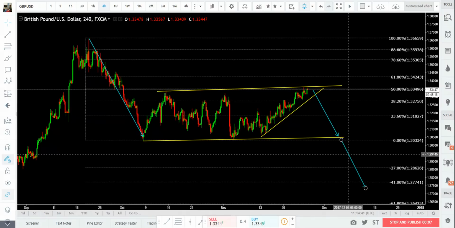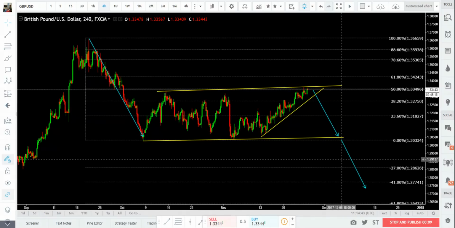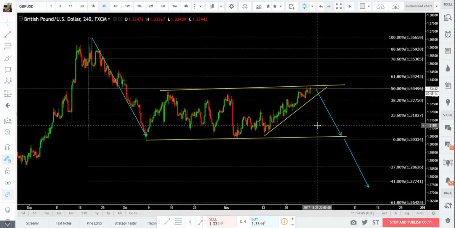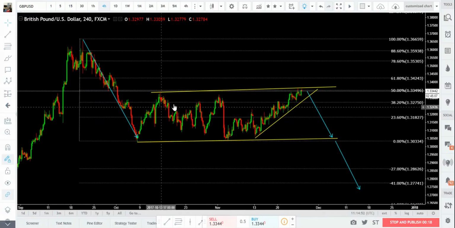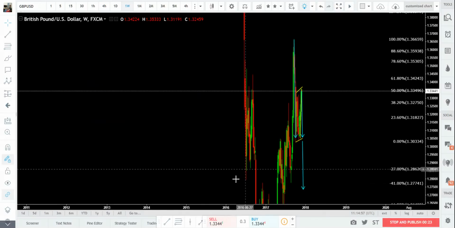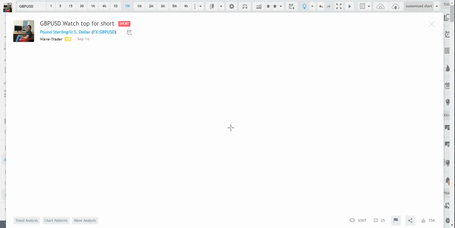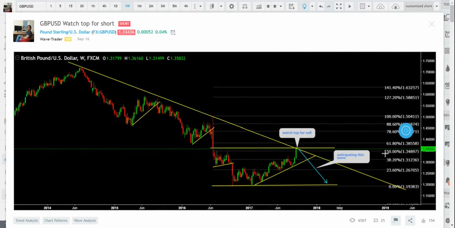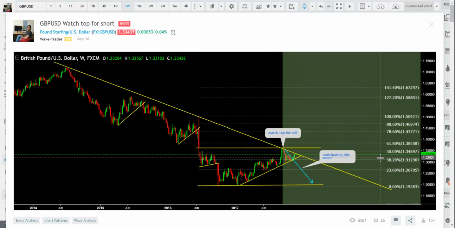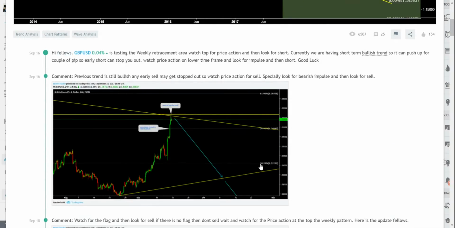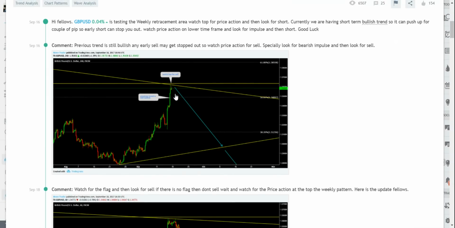So this time we are looking at the pound dollar, and I hope you are making some money while following me on the pound dollar. You know that we are bearish for longer term on the pound dollar. The trade setup we are looking for is just for the continuation of the previous wave, the bigger wave to the downside. These are the areas for the price action.